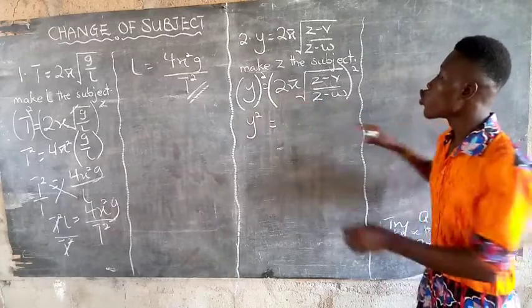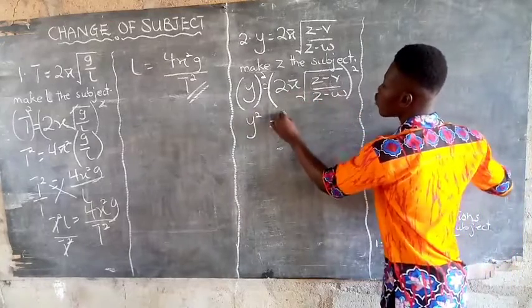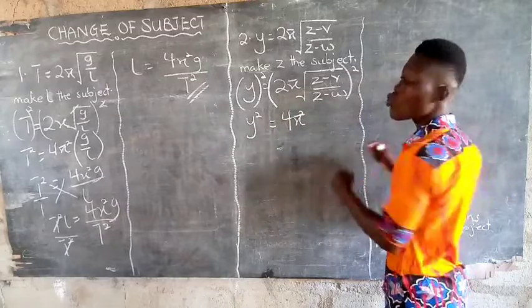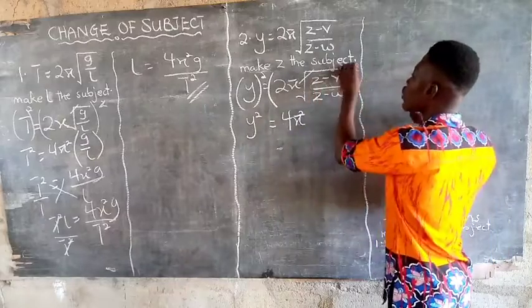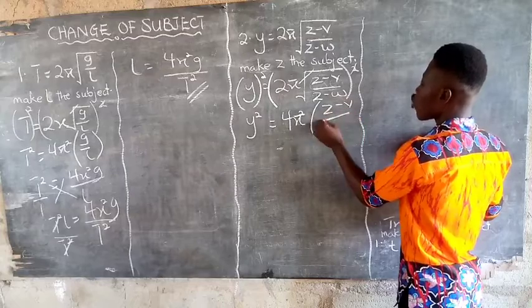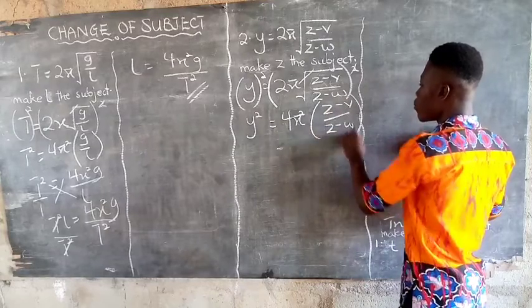This one is also squared. So with this one, 2 squared will be 4. Then pi squared is still pi squared. Then the square will cancel the square root. So from there we are left with Z minus v all over Z minus w below it.